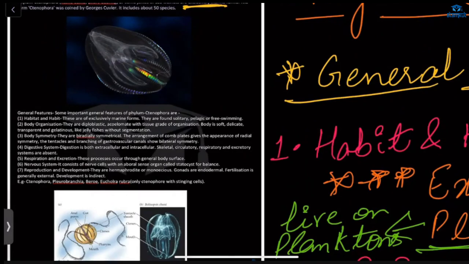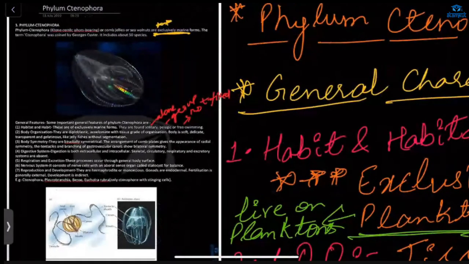So, habit and habitat exclusively marine forms ke hote hain, and they are found solitary, pelagic or free swimming. Now, solitary means they can be found alone. Then free swimming means they are not fixed. Pelagic means group. Okay, solitary or colonial. So, isme bhi wahi cheez hai, jaise ki Ctenophora mein tha, they can be seen solitary or colonial or free swimming. So, yahan pe bhi kya hai? They are free swimming, totally free swimming, and they are solitary also, they are in a group also.